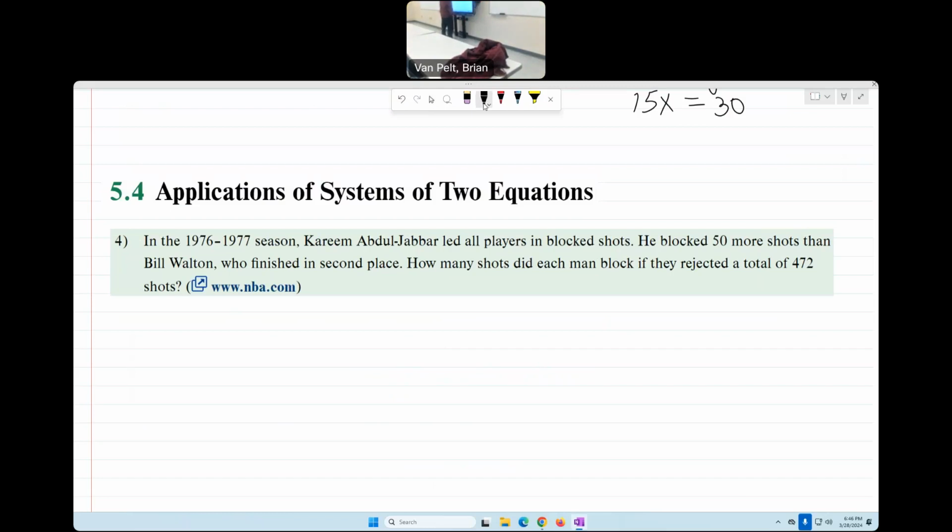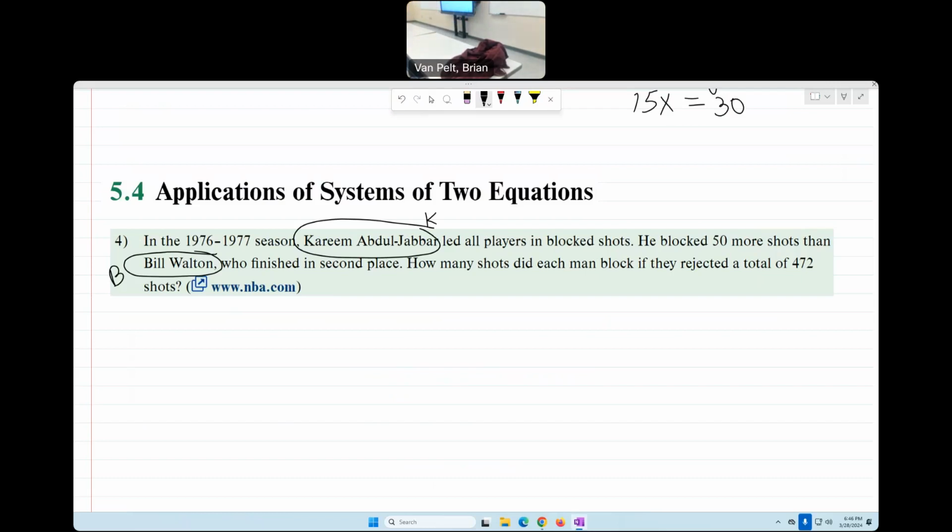So we're going to refer to Kareem by K, and then we're going to refer to Bill Walton by B. We have 2 unknown quantities, B and K. Don't know what they are. But the text of this problem will give us the tools needed, or at least the ability, to create equations out of this. So let's take a look at what it's asking us and tell me if you can sense any kind of equation that comes out of it.